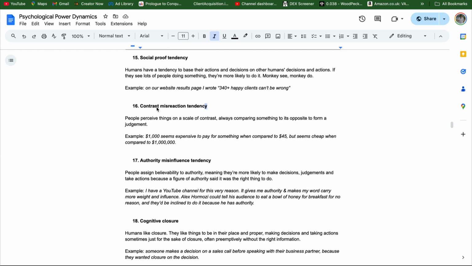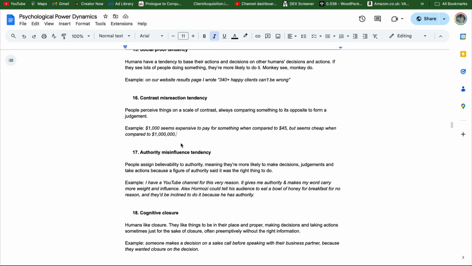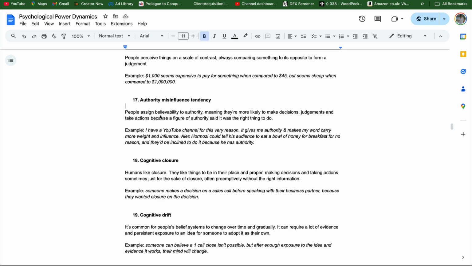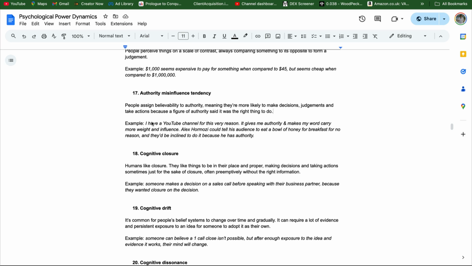That's why I wanted to give a little bit of extra explanation on that. I didn't intend to, but it just came to mind and I was like, right, I need to show you this. Number 17, right? Getting back into it. Authority, misinfluence tendency. People assign believability to authority, meaning they're more likely to make decisions, judgments, and take actions because a figure of authority said it was the right thing to do.